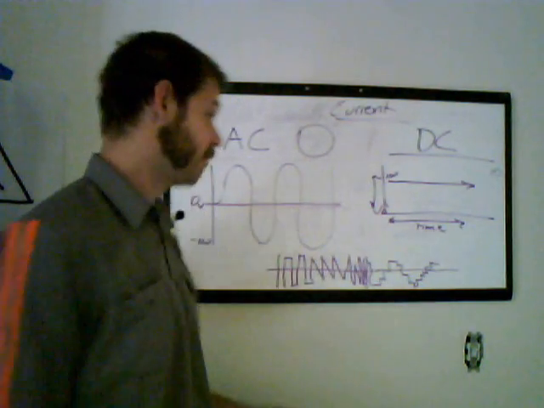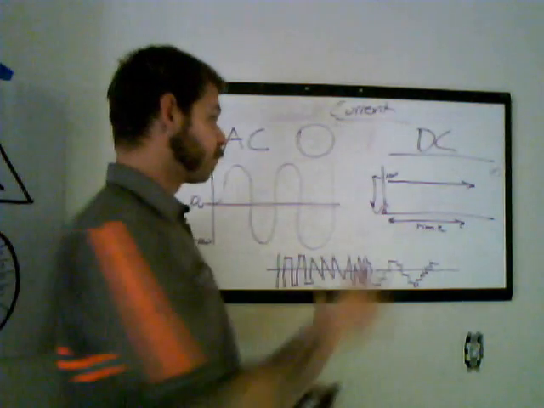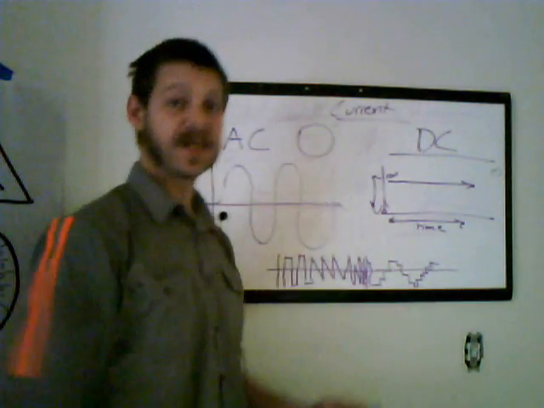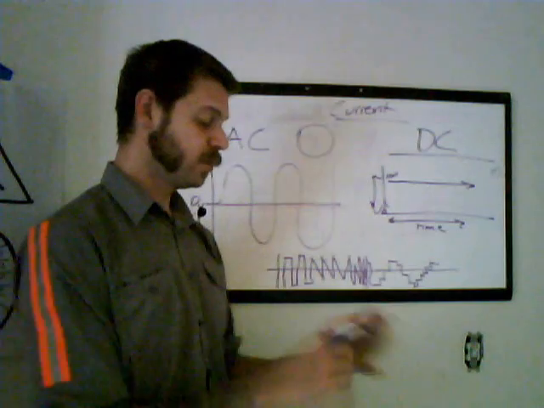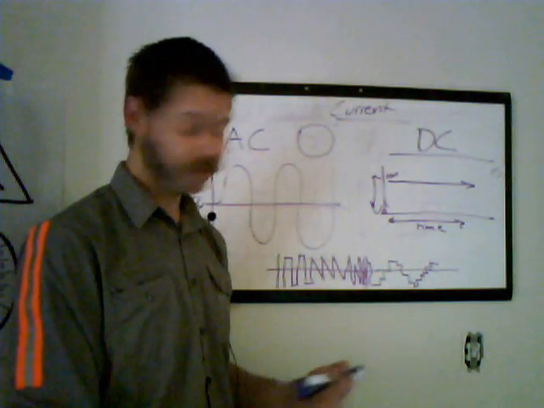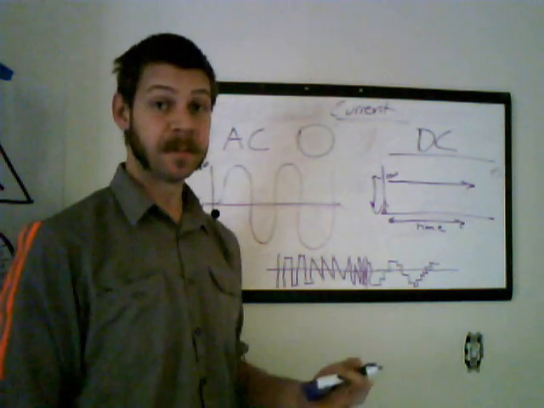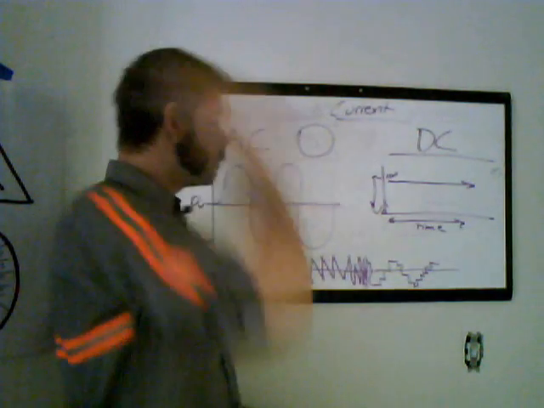That's a little bit simple, but awesome. The way we get DC electricity is we get it from photovoltaic cells. DC current generally comes from photovoltaic cells or batteries. It's important to keep these two separate.